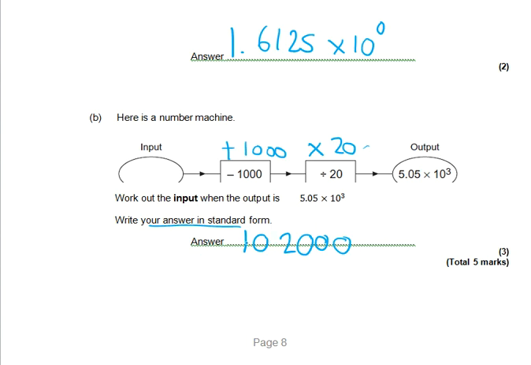So again, you're going to be picking up 2 marks for this bit. We need the number to be between 1 and 10. So I need the decimal point to be in there. It's currently there. Count how many spaces it is. 1, 2, 3, 4, 5. So my final answer needs to be 1.02 times 10 to the power of 5.